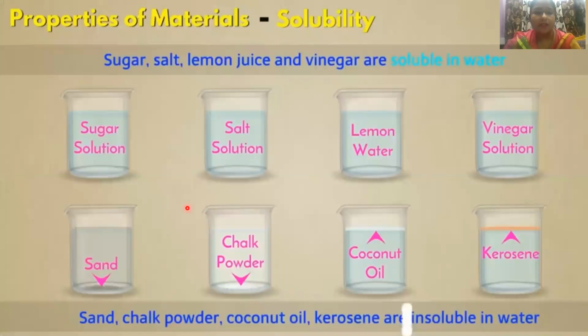These are the objects, materials: sugar solution, easily dissolved in water, salt solution, lemon water and vinegar. These four objects are soluble in water, while sand, chalk powder, coconut oil and kerosene, these are insoluble in water.